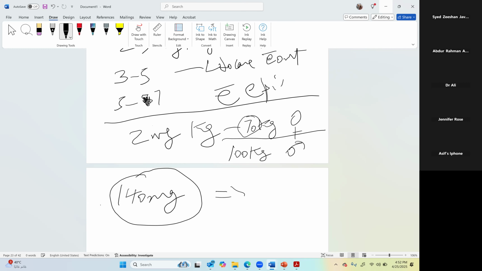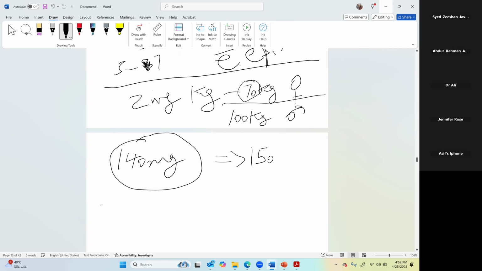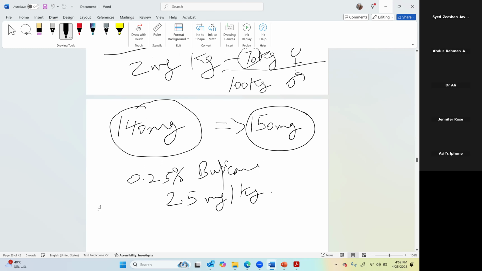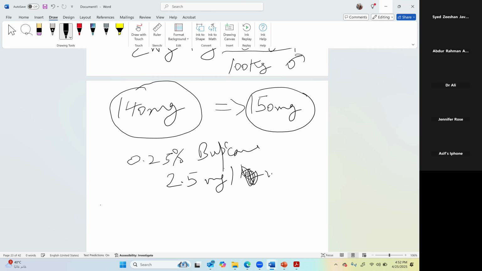To make the calculations easy, I will round it off to 150 milligram. If you are taking 0.25% bupivacaine, that is 2.5 milligram per ml. So how will you calculate the mls? 150 divided by 2.5, that many mls you can take. Around 30 mls. Sorry, not 30 mls, 60 mls. 150 divided by 2.5 is 60 mls. So you can give up to 60 ml of 0.25%.